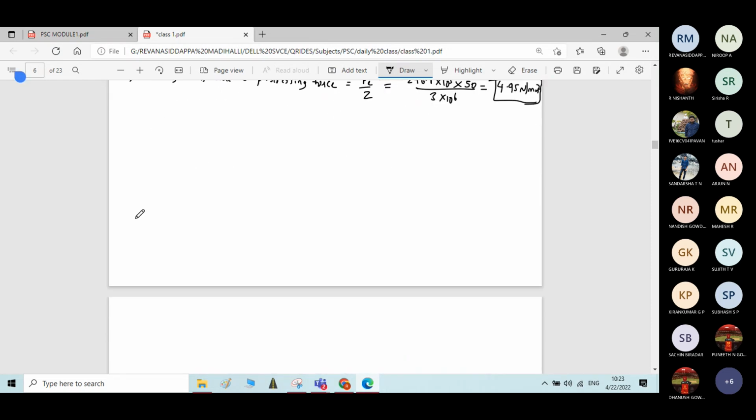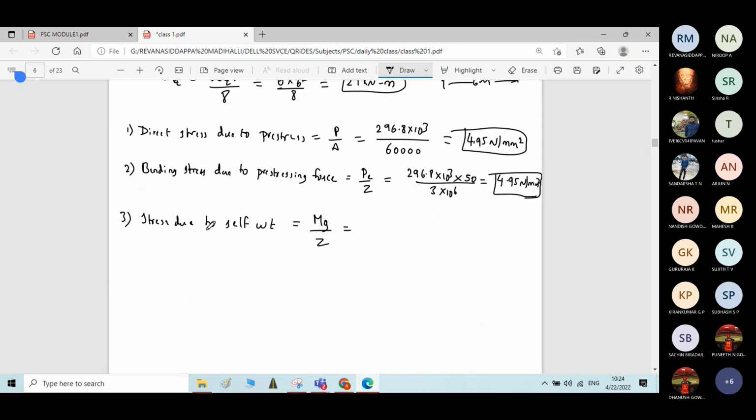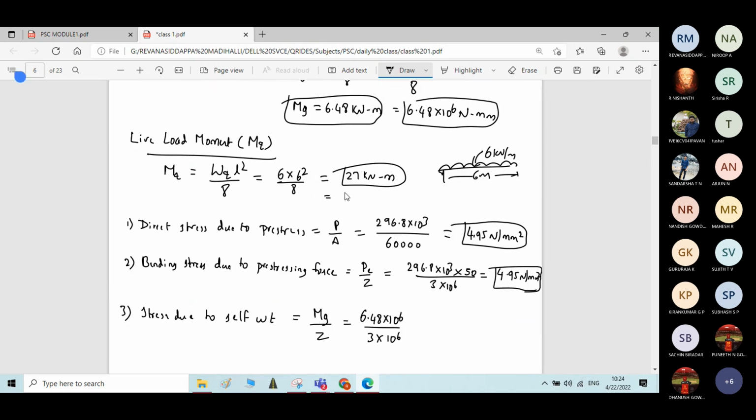What is the third type of stress? Stress due to self-weight, that is Mg by Z: moment due to dead load divided by section modulus. Moment due to dead load Mg is 6.48 into 10 power 6, divided by 3 into 10 power 6. This MQ, I'll write in terms of Newton millimeter, 27 into 10 power 6 Newton millimeter.